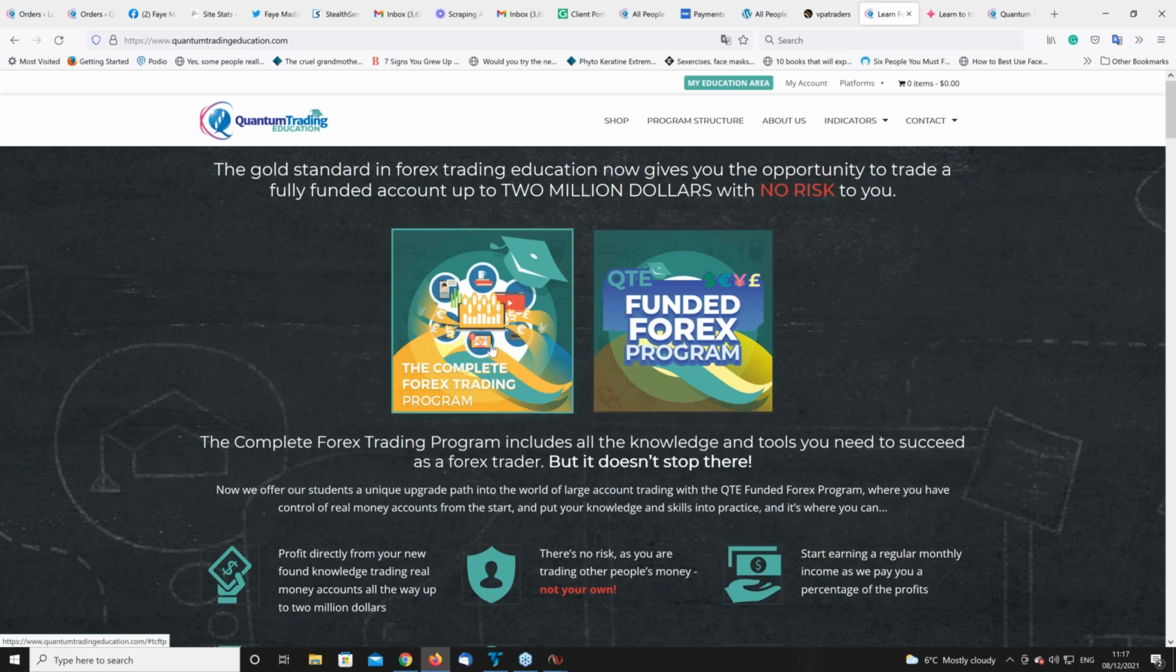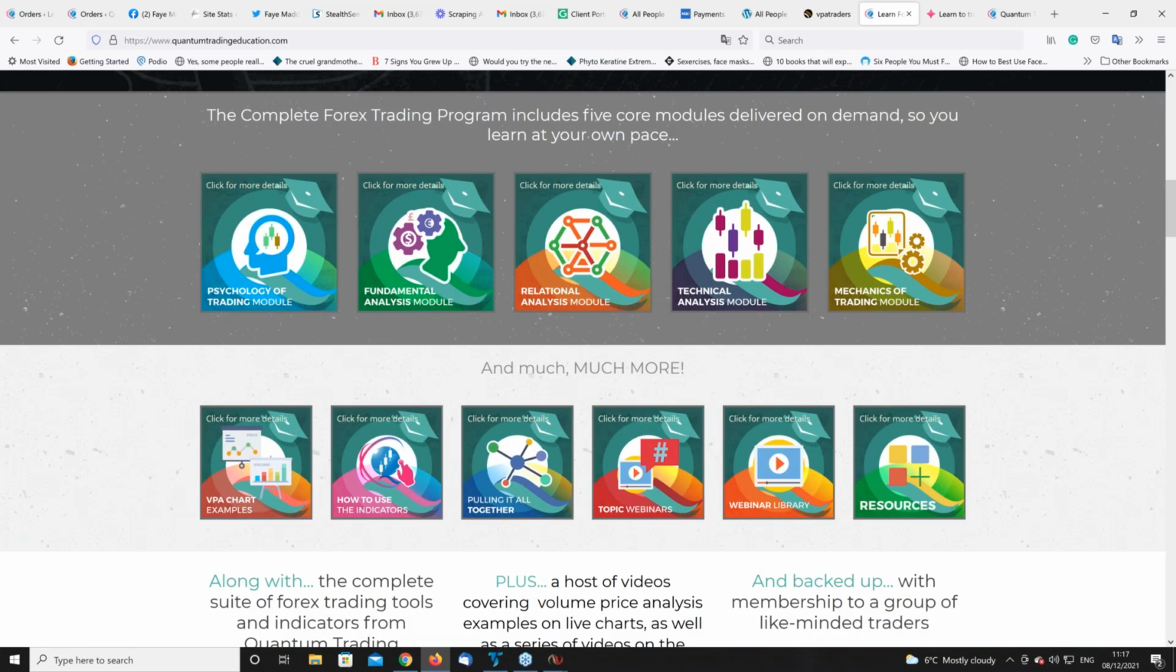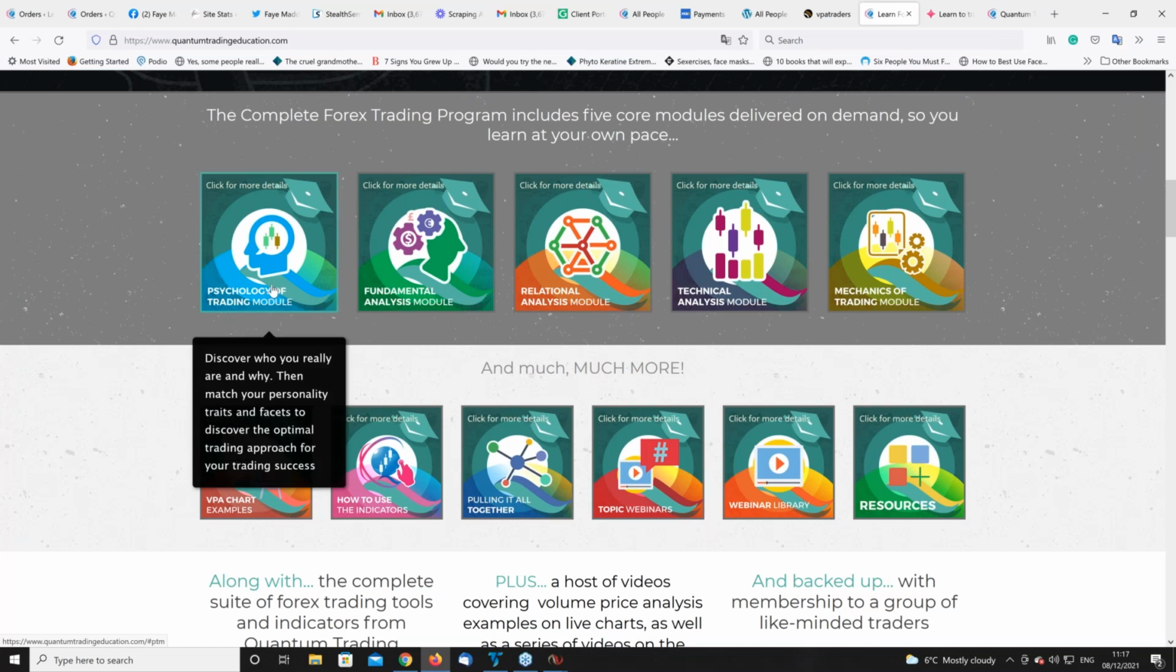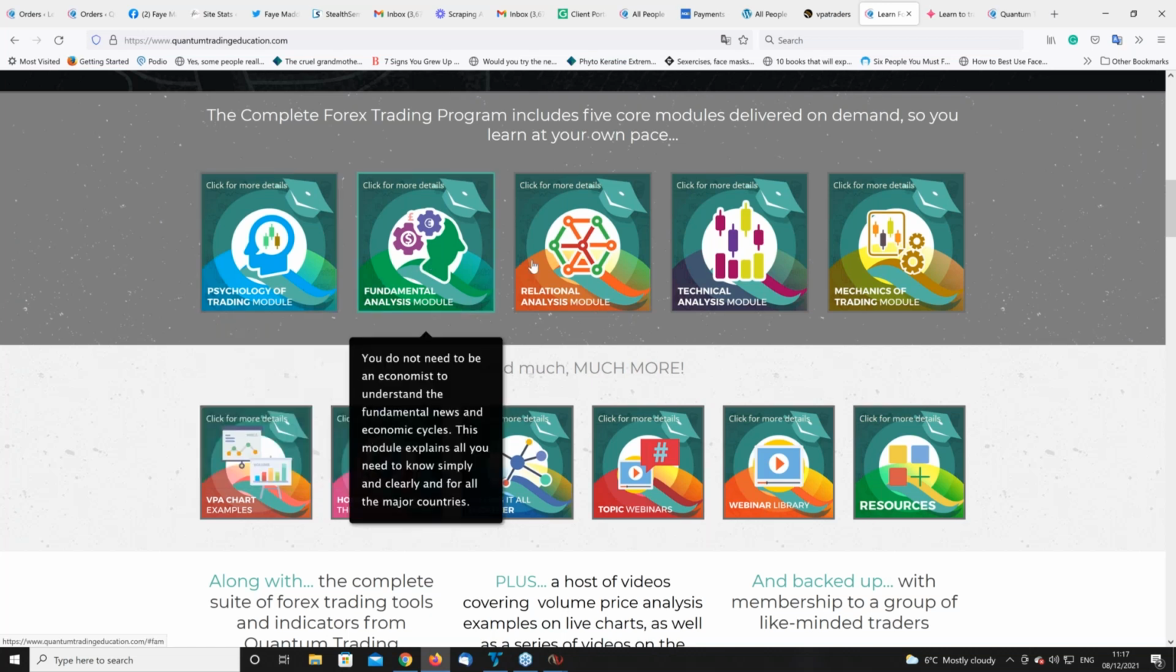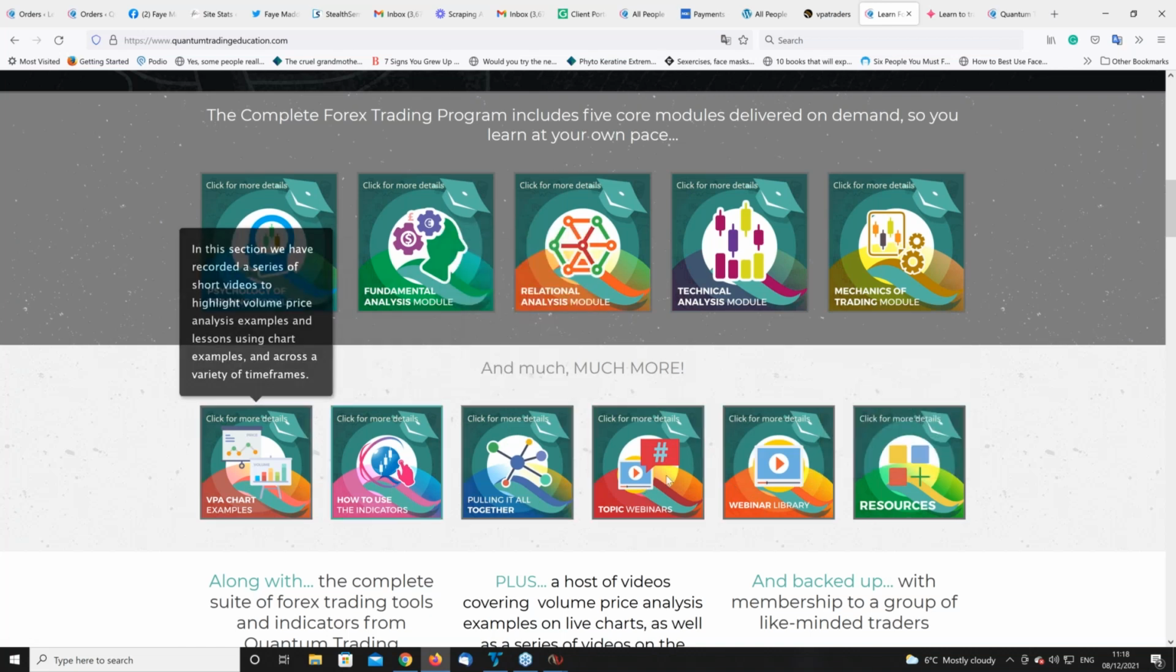The complete Forex trading program is just that. It contains everything you need to know to trade Forex with confidence. It's a huge program. You've got psychology, you've got fundamental analysis, relational, technical, and mechanics of trading modules, and then you've got all this other resources underneath.